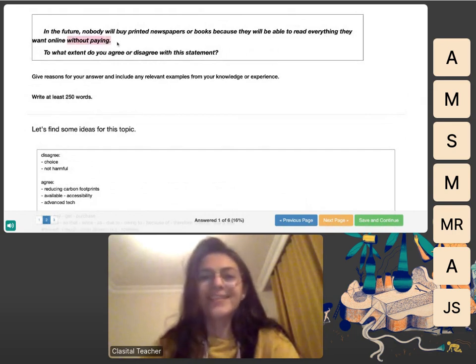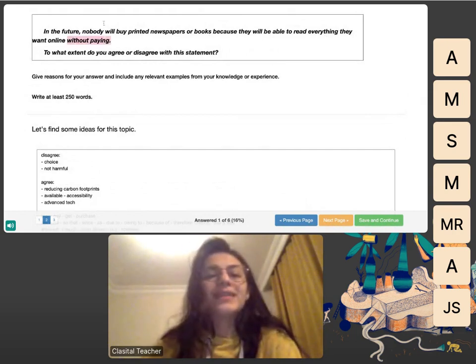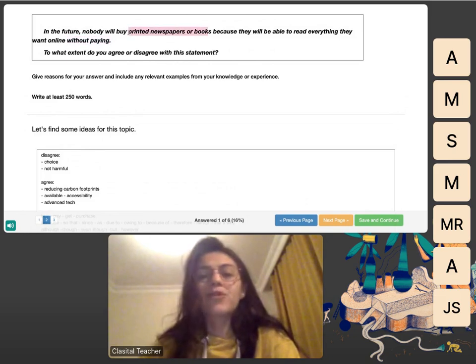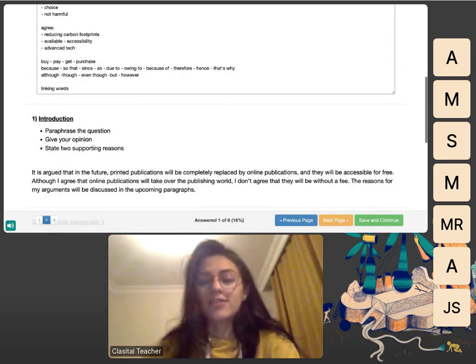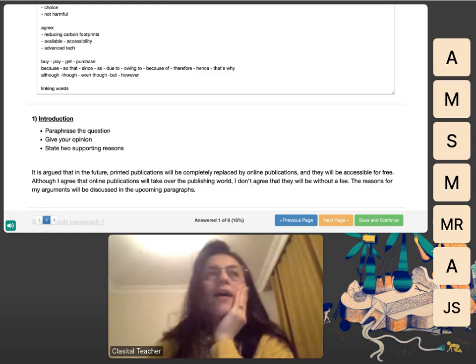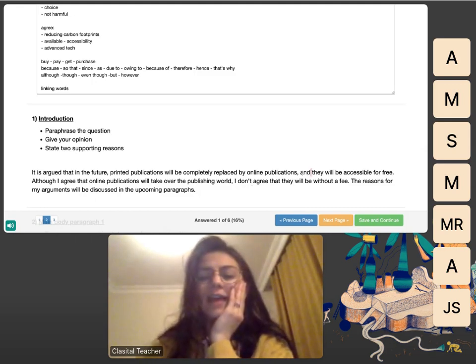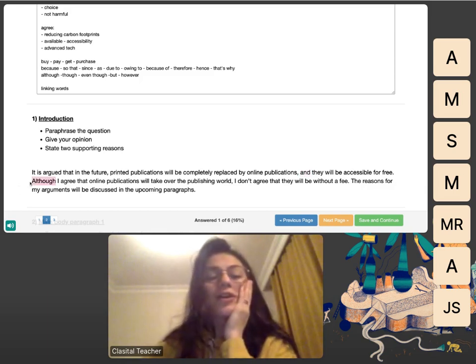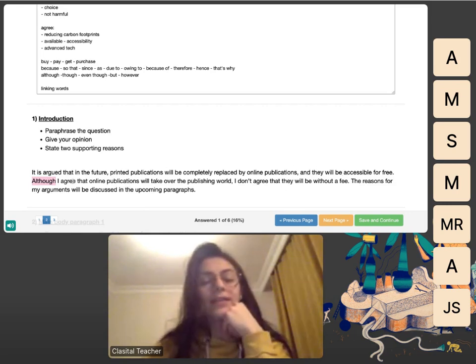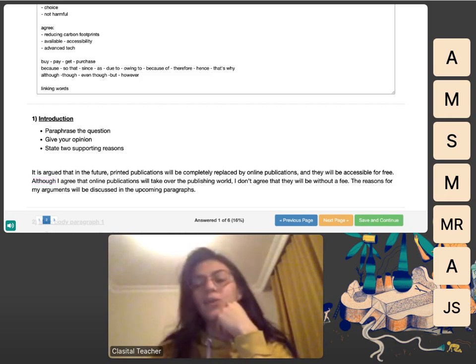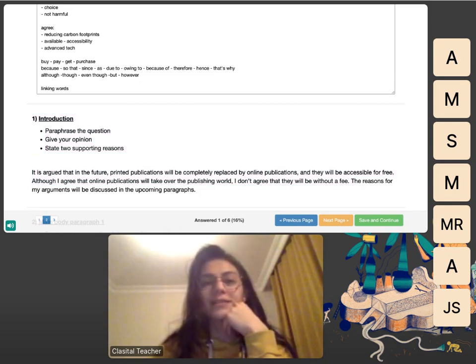So, without paying instead of for free. And instead of printed newspapers or books, we said printed publications. And we also used a simple connecting sentence, and we've also used a complex one, saying although, and we connected two different sentences. And we said that we agree with this statement to some extent, but we don't agree with another part of this. And we said we will give our reasons.